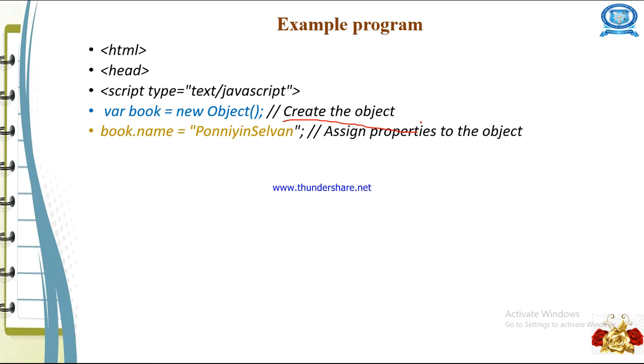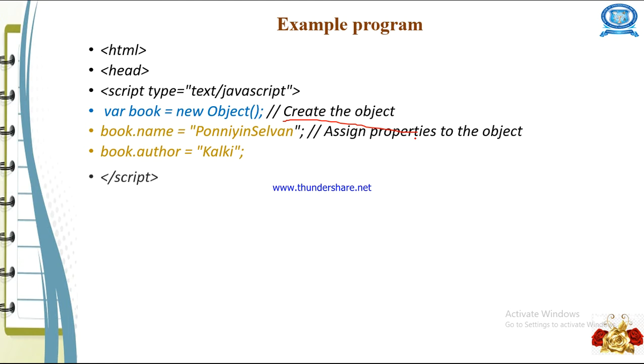Assign a property. Book means, what is the name of the book? So you have to assign the property. Book dot name: book is an object, and this assigns the property value. Book dot name equal to 1. Another property: book dot author equal to Kalki. This assigns the properties to the particular object.